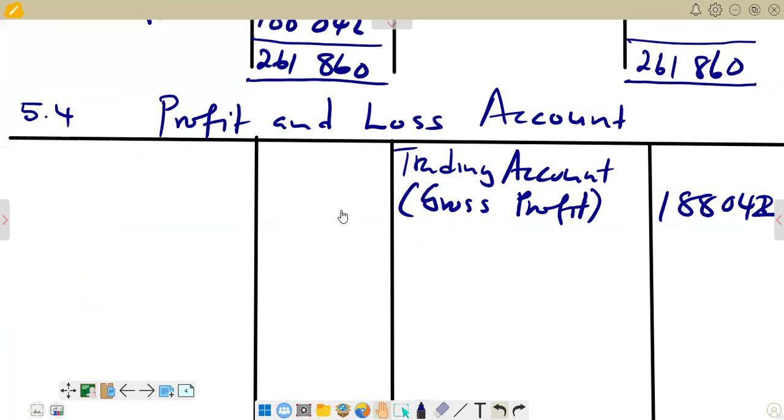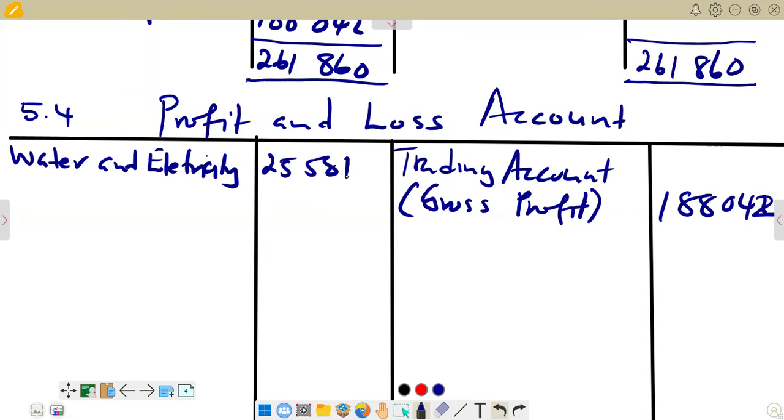So we come on the debit, and that's where we're going to put our water and electricity as an expense. Remember, we said expenses on the debit. So we are saying water and electricity, then the figure that we are having is 25,581. So this is what we have, and then we can go on to check other expenses or income.